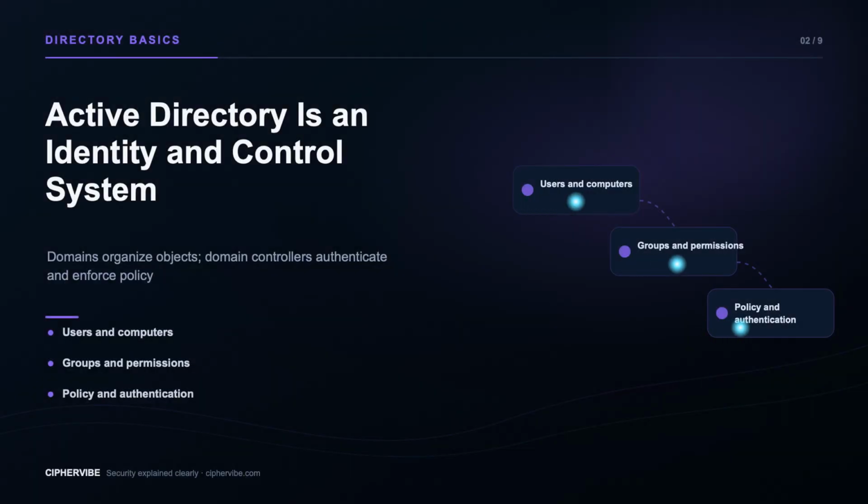Active Directory Domain Services stores information about identities and resources in a Windows enterprise. A forest is the broad security boundary. Inside it, one or more domains organize objects such as users, computers, groups, and service identities. Domain controllers store the directory database, authenticate users and computers, and help enforce policy. Kerberos is the preferred authentication protocol in modern Active Directory domains, while NTLM can still appear for compatibility.